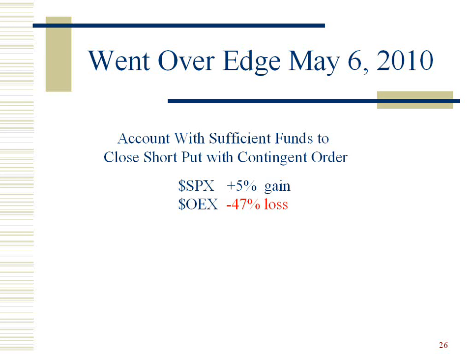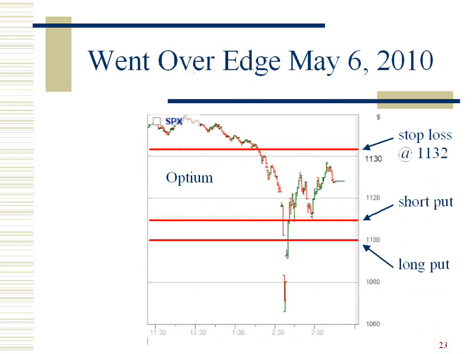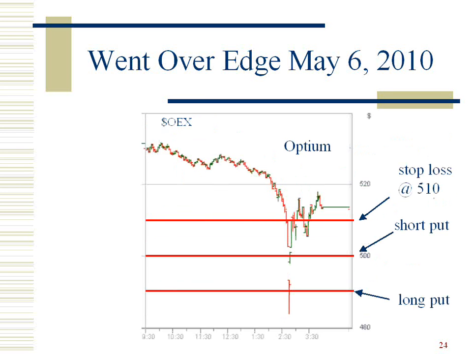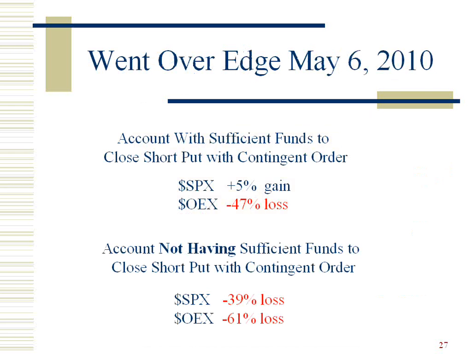That's the problem. But it was really just a matter of timing. If we go back a little bit, you can see we hit the stop loss much earlier, and we had time to send out an order. Whereas in the case of the OEX, it was just a couple of minutes between when we hit the stop loss and when the market went down and then back up. But for accounts that didn't have sufficient funds, they were closed with the follow-on order. The SPX had a minus 39% loss, and then the OEX had a 61% loss.